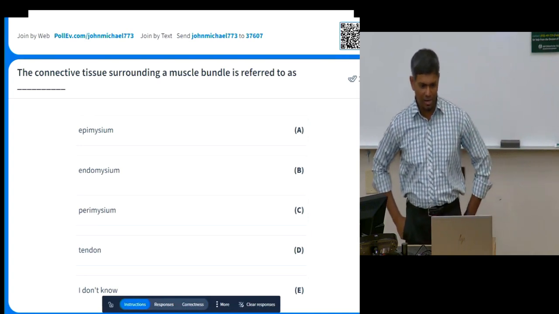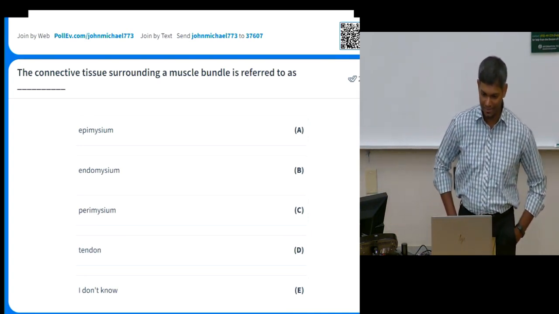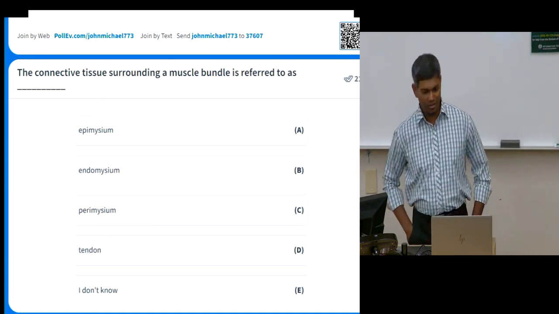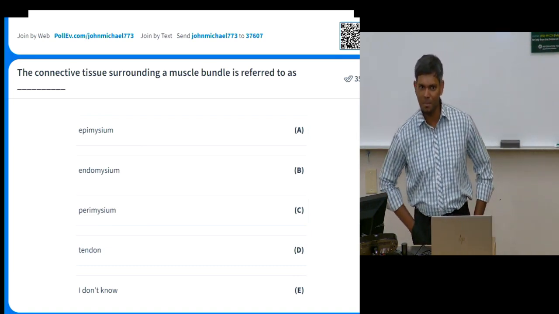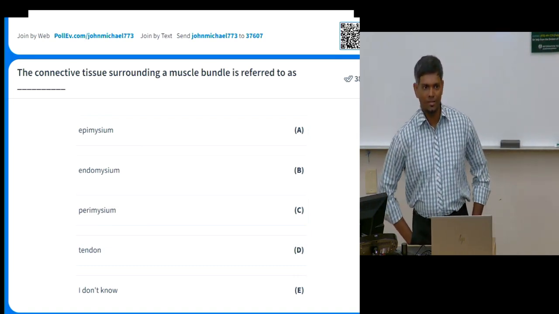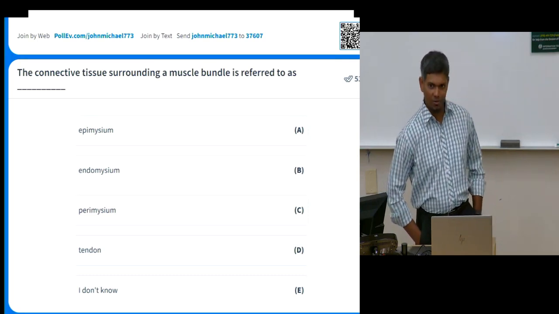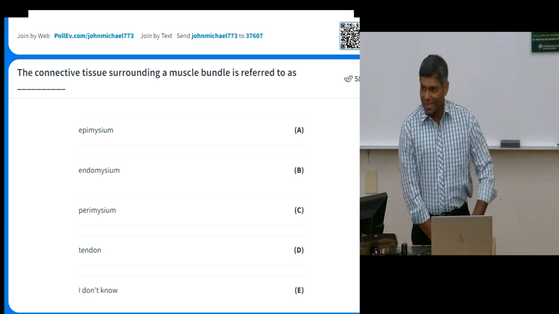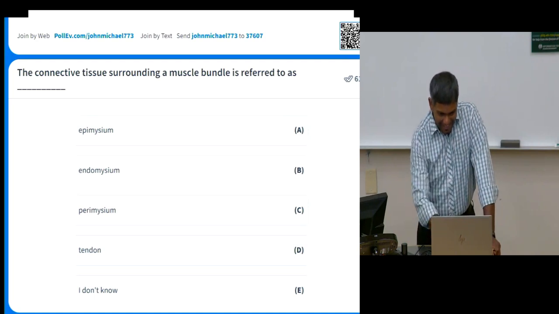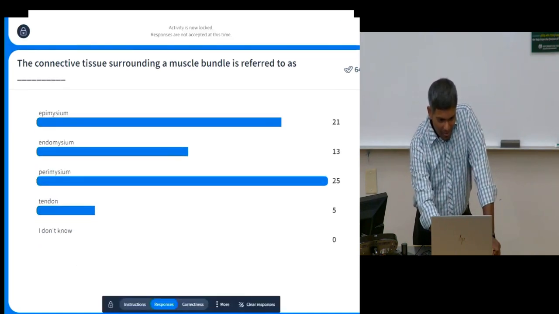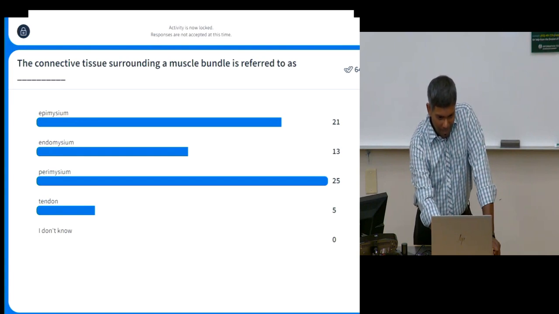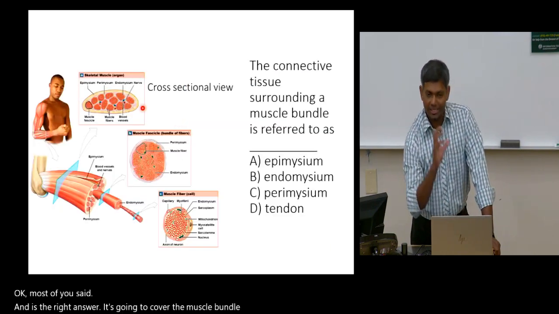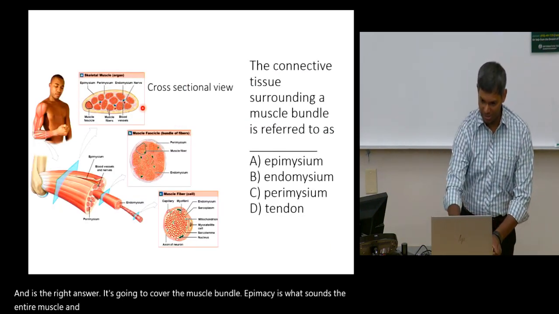Okay, the connective tissue surrounding a muscle bundle is referred to as blank. Epimysium, endomysium, perimysium, or is it a tendon? What surrounds a muscle bundle? So these are questions which I will not be going through the Monday before the exam because you're going through it now. Alright, so pay attention. Okay, most of you said perimysium, and perimysium is the right answer. It's going to cover the muscle bundle. Epimysium is what surrounds the entire muscle, and endomysium surrounds individual muscle fibers.